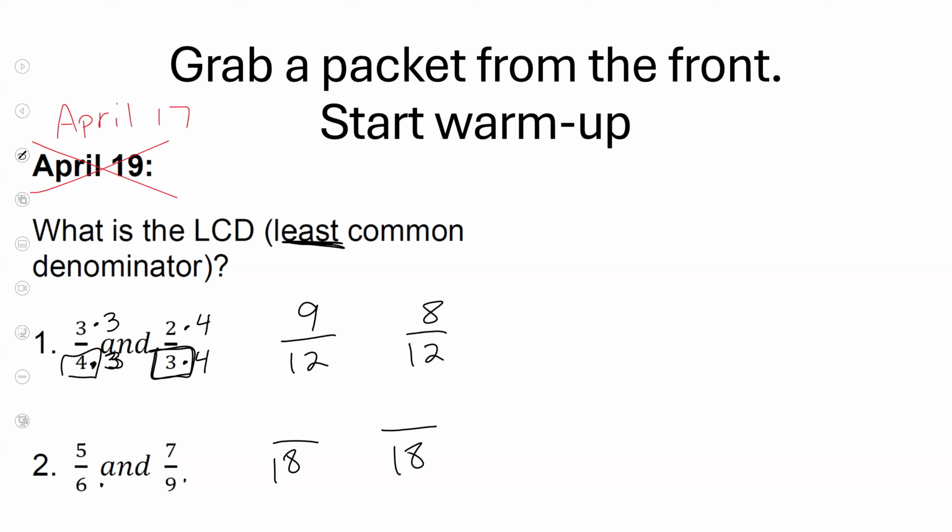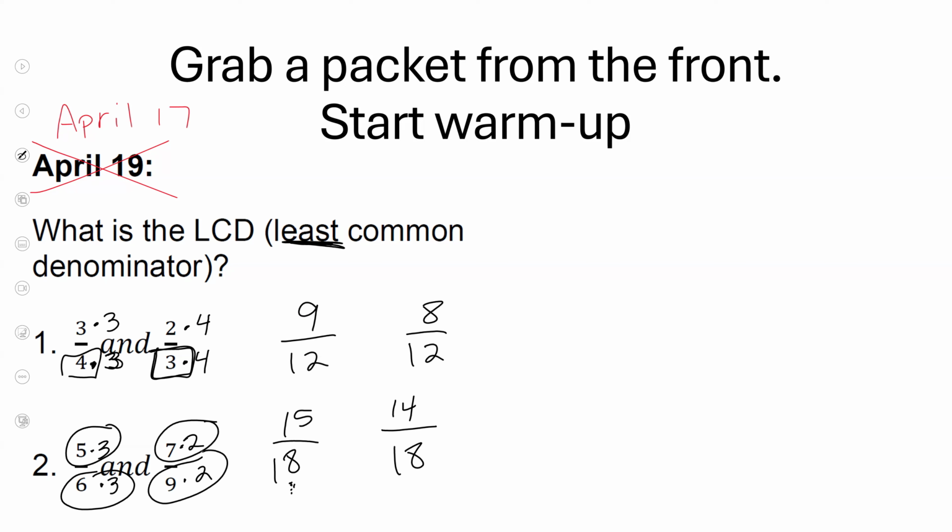So in order to do that, I need to multiply this 6 by 3. So I'm going to multiply both the numerator and the denominator by 3. 5 times 3 is 15. 6 times 3 gives me that 18. What do I need to multiply this fraction by? 2's. Both the numerator and the denominator by 2. 7 times 2 is 14. 9 times 2 is 18. So now I have fractions that have the same denominator.